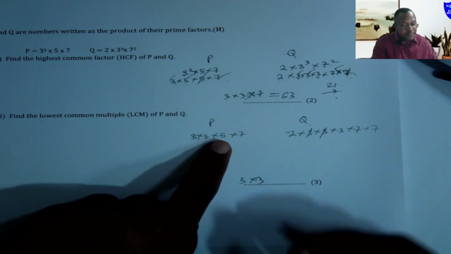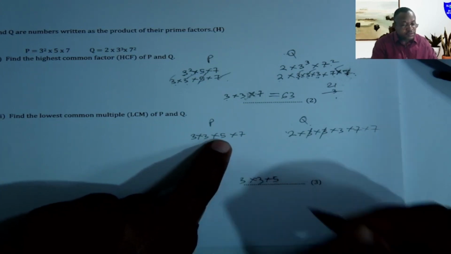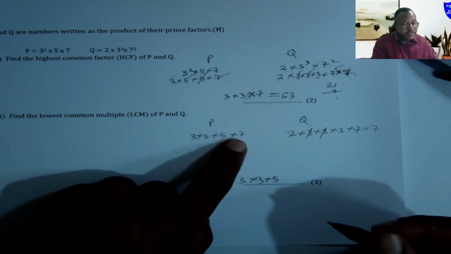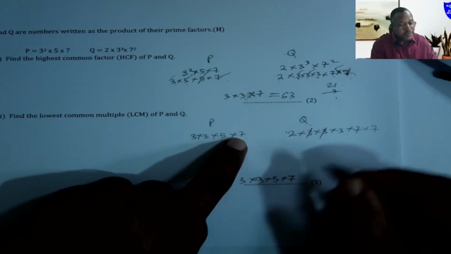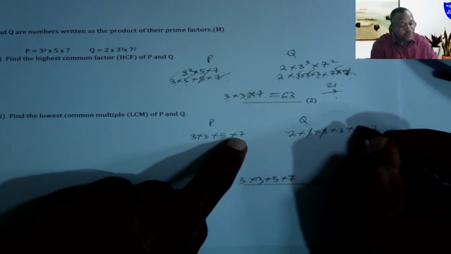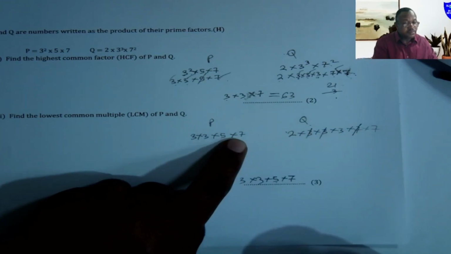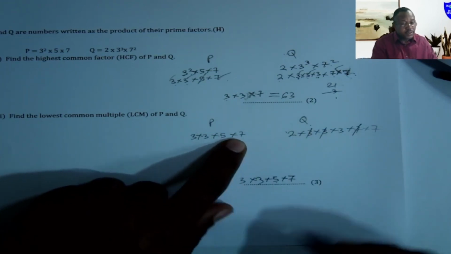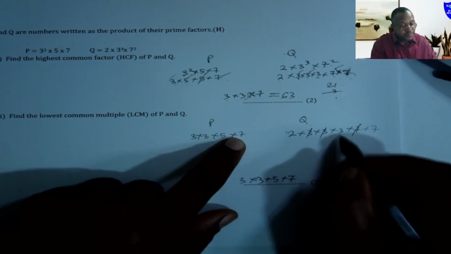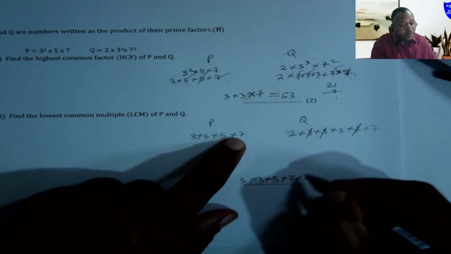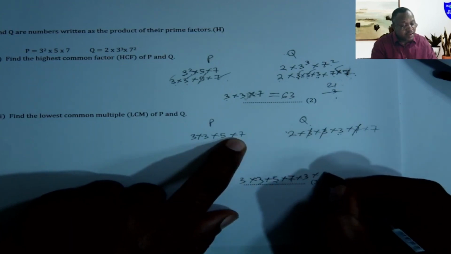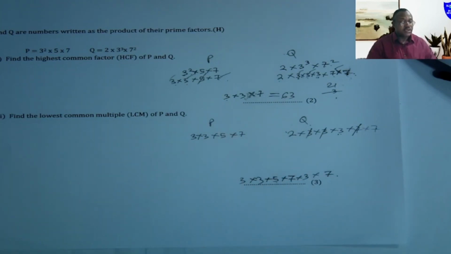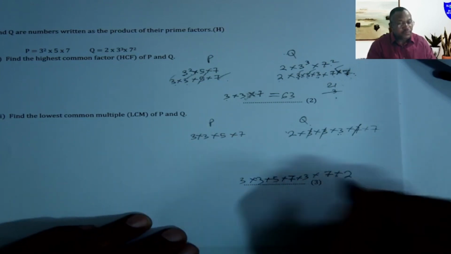Then 5, we bring it down because it's not common. 7, we bring down the 7 and we cross out that 7. Then the rest of them, that 3 there will qualify, and that 7 there will qualify because they are not common. And then you've got a 2 here, of course, that is not common.